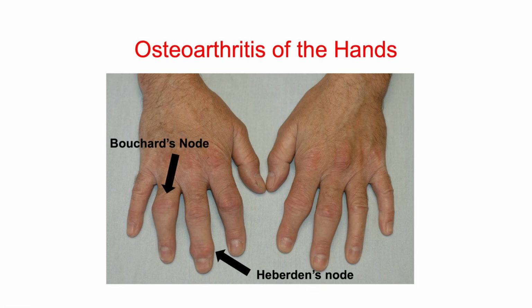Now here's the typical Heberden's and Bouchard's nodes. This is a Heberden's node. I'm sure you all can recognize this. This is a swelling of the middle finger joint that's called a Bouchard's node. This is very, very common.